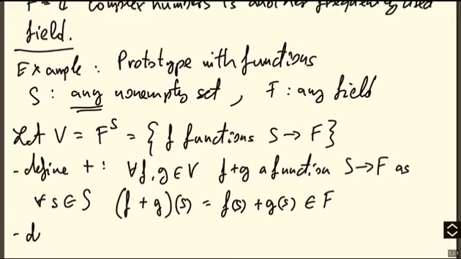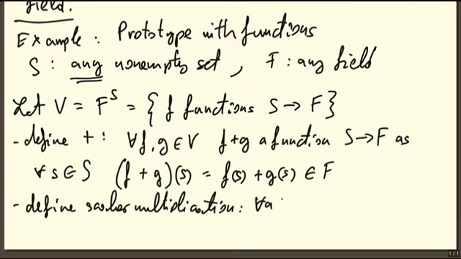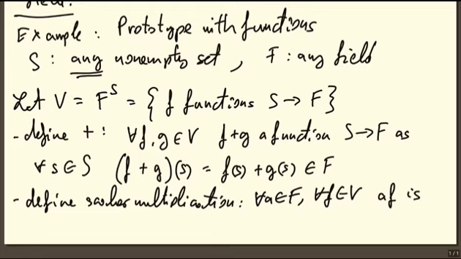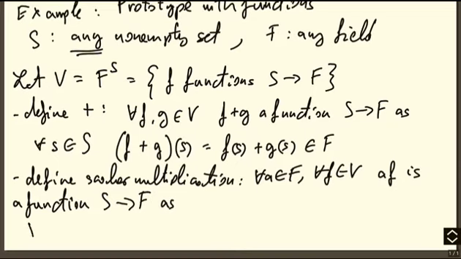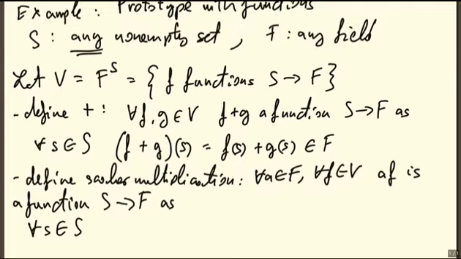We also have to define scalar multiplication, which will be similar to the addition, for all a in F and for all f in V. af is a function mapping from S to F, defined as for all s from the set S, the value of af at s is that you scalar multiply the value of f of s.